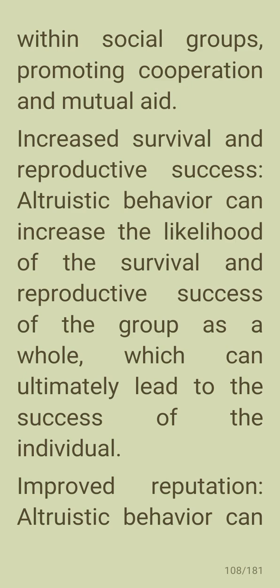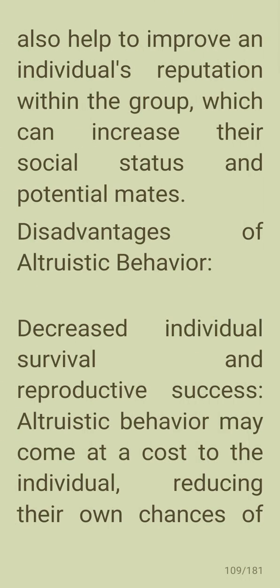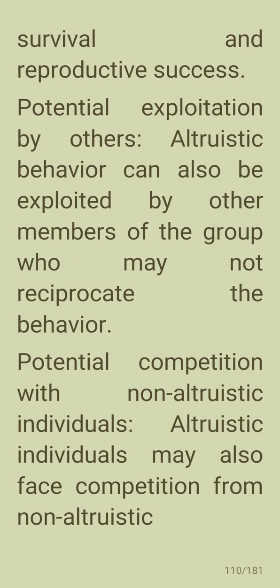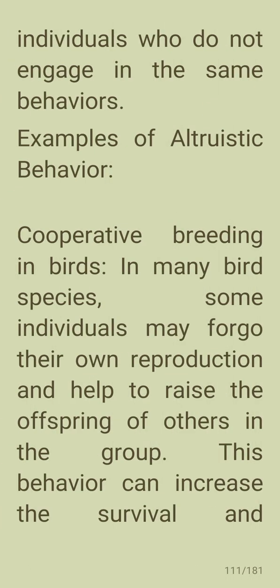Improved reputation. Altruistic behavior can also help to improve an individual's reputation within the group, which can increase their social status and potential mates. Then, disadvantages of altruistic behavior: decreased individual survival and reproductive success. Altruistic behavior may come at a cost to the individual, reducing their own chances of survival and reproductive success. Potential exploitation by others. Altruistic behavior can also be exploited by other members of the group who may not reciprocate the behavior. Potential competition with non-altruistic individuals. Altruistic individuals may also face competition from non-altruistic individuals who do not engage in the same behaviors.